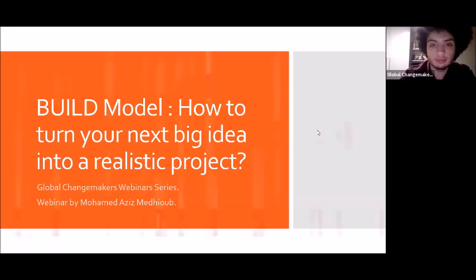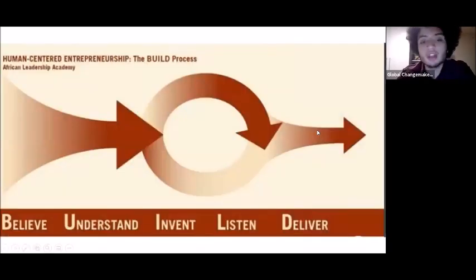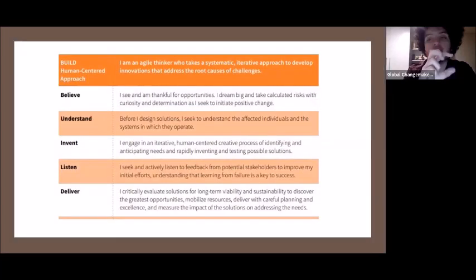Next slide. So what does the BUILD model stand for? BUILD stands for five key components, which are: Believe, Understand, Invent, Listen, and Deliver. What this means is that they're the components you have to go through step by step in order to deliver your final business and to take your idea from just a glimpse all the way to something, again the same words, realistic and tangible.